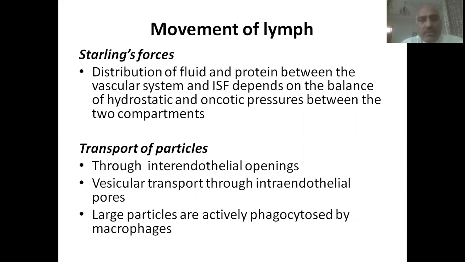Now, movement of lymph takes place through some forces. There are Starling forces: hydrostatic pressure and oncotic pressure. The balance between these moves the fluid from the interstitial compartment to the vascular compartment, and then compression of the muscle moves it further toward the cardiac side. These micro and macro molecules move through either endothelial openings or through vesicular transport through endothelial pores. And large particles are actively phagocytosed by the macrophages, as macrophages are also part of the lymphoid system.